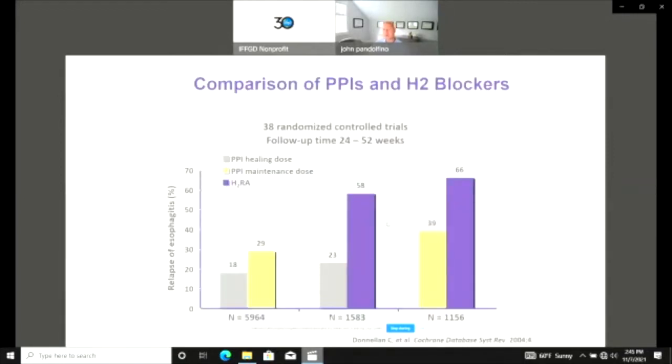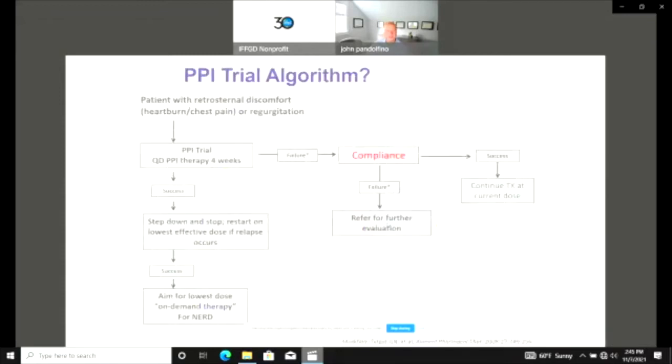And how do they compare with H2 blockers? Well, certainly if you look at this graph, the purple color representing the H2 blockers and the yellow and the gray color representing PPIs or proton pump inhibitors, you can see that the relapse of esophagitis, meaning the inflammation, is much lower in the patients who are on the proton pump inhibitors, whether they're using a healing dose or a maintenance dose.